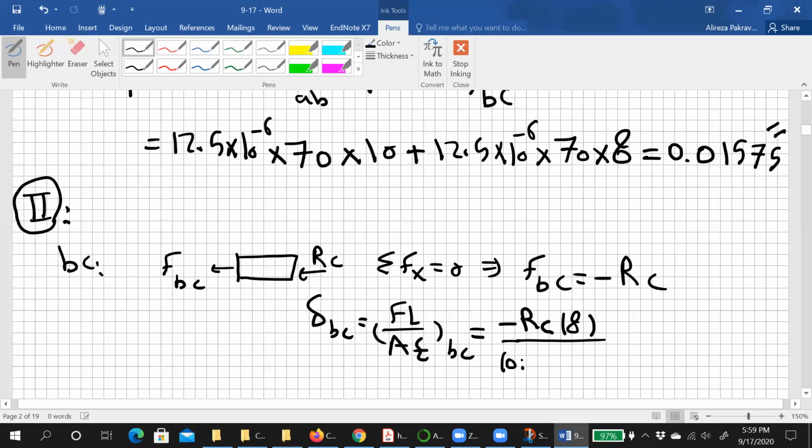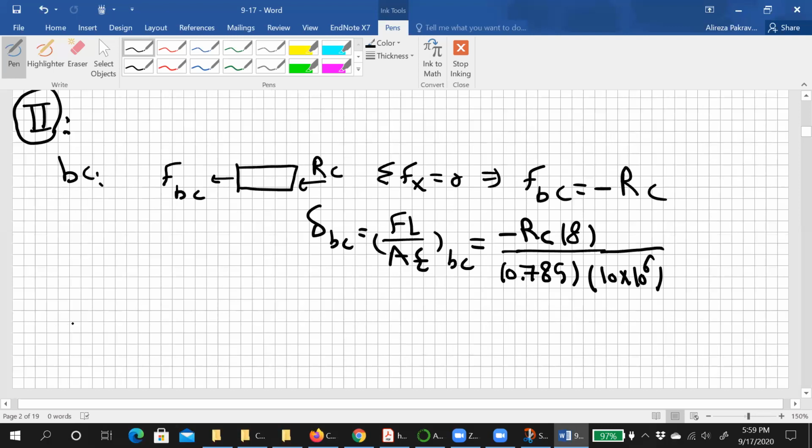0.785 inches square. Right. What is E? 10 times 10 to the power 6. Right. Okay. I don't have the calculation for this. Just leave it. This one, then let's say B. For AB, we have like that.